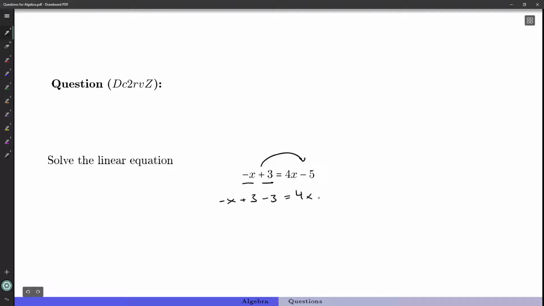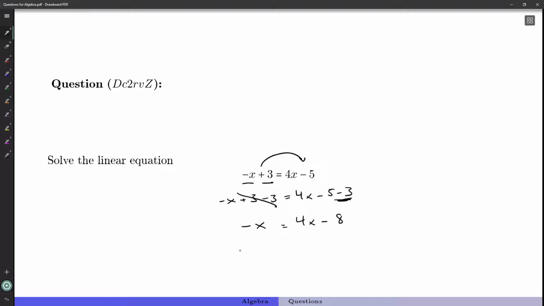But whatever you do to one side of an equation in algebra, you have to do to the other side. So we've got to also subtract 3 here. That cancels out, and we're left with minus x on the left. We'll have 4x, and then minus 5 minus 3 is minus 8. Okay? So now we've got minus x.